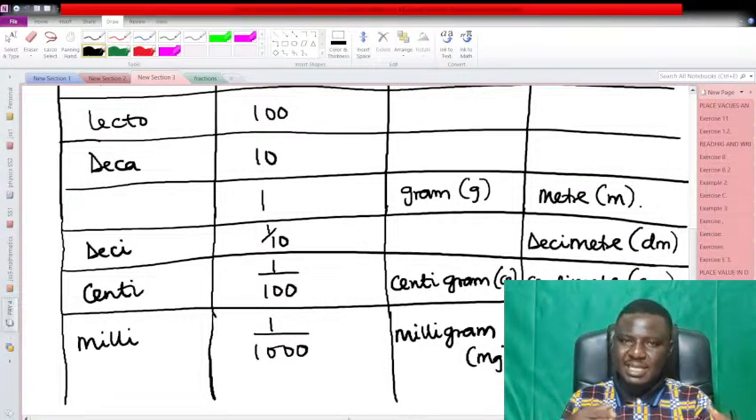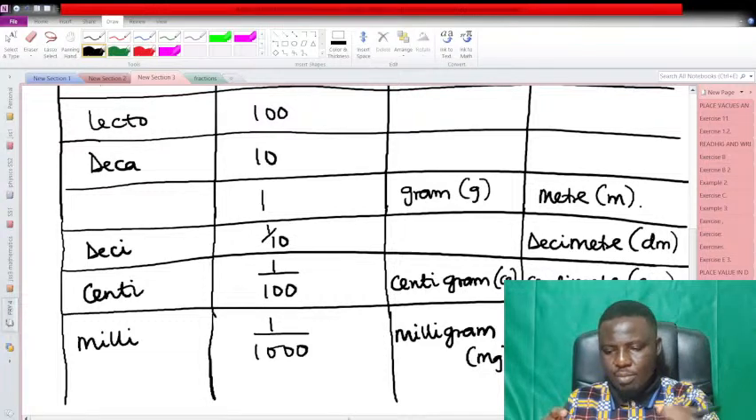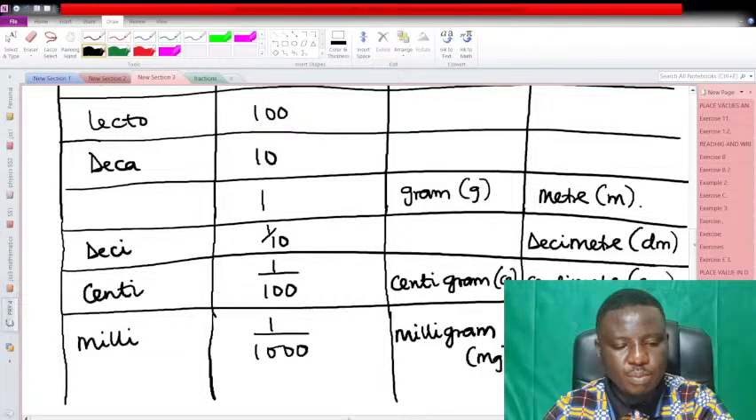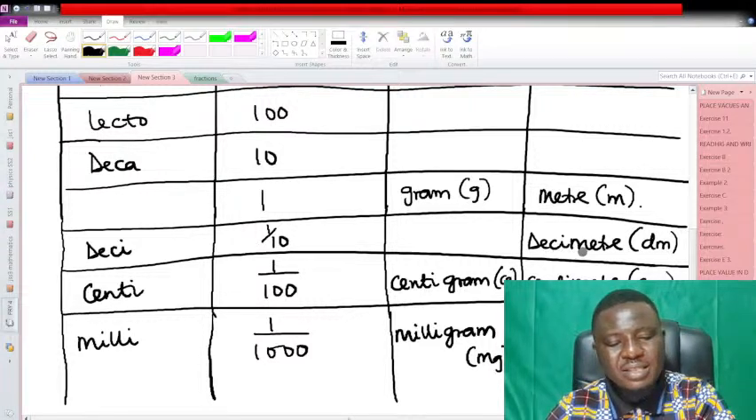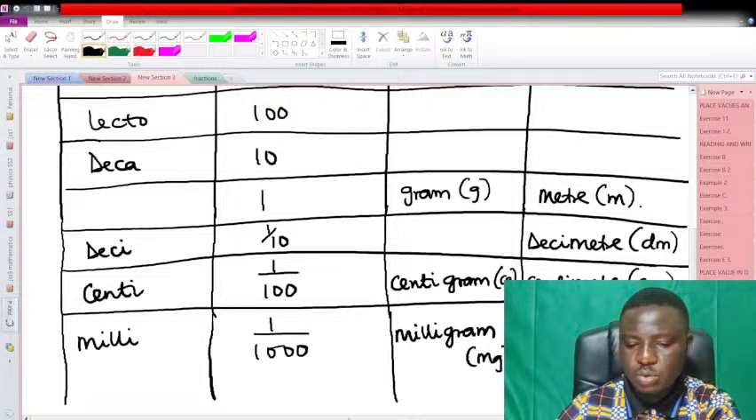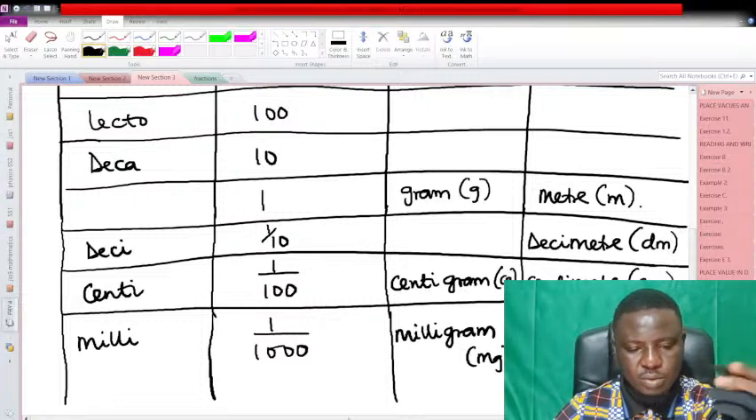We have deci. Okay, deci means 1/10. It is 10 times smaller than the gram. So in terms of length, we have the decimeter. I doubt if they use it in terms of gram. We have the decigram, okay? That should be decigram, and that should be dg.